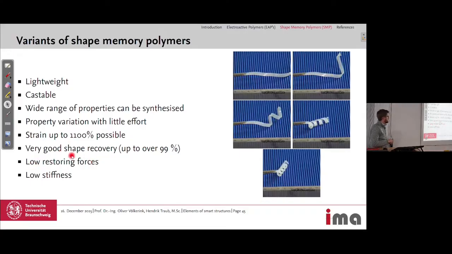But we have low restoring forces and low stiffness. So if you need an actuator with high forces, then it's not the best material. But if you need large displacements, you could use shape memory polymers. But you can use it only one time, or you have to think of mechanisms to memorize the shape again, to use it again.